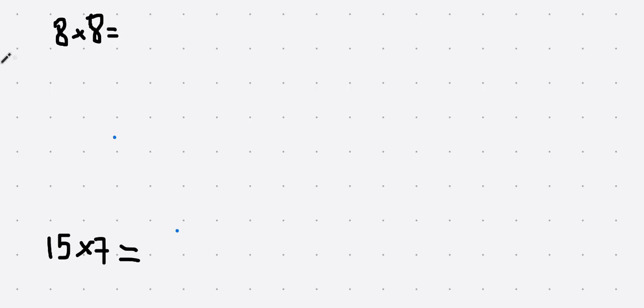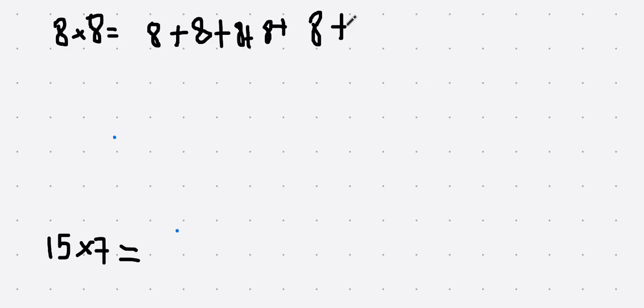So our first example here, we have 8 times 8. This is the same as saying 8 plus 8 plus 8 plus 8 plus 8. You get the gist. Plus 8 plus 8, 1, 2, 3, 4, 5, 6, plus 8, plus 8. So yeah, that's the gist.